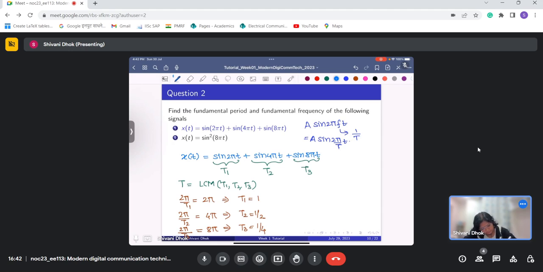Therefore, what we have is this t is the LCM of 1, 1 by 2 and 1 by 4, and the LCM of these three quantities is 1. Any questions? So this is the fundamental period of this. The fundamental frequency f is 1 by t, which is equal to 1 Hertz.